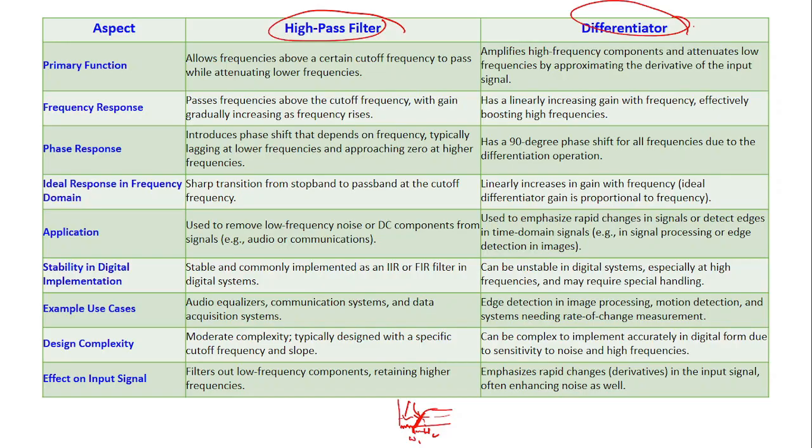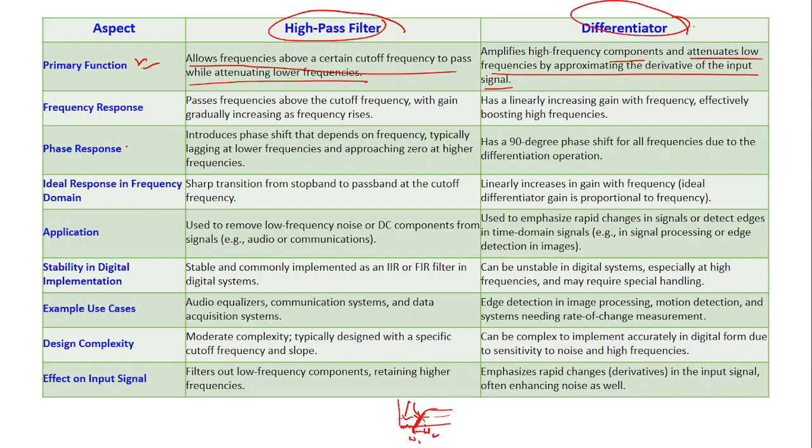But below the omega c region, in the linear roll-off region, we will see that if there are any changes in the signal components, they are getting amplified. Okay, so the primary function allows frequencies above a certain cutoff frequency to pass while attenuating lower frequency components. That's true. It amplifies high frequency components and attenuates low frequencies by approximating the derivative of the input signal.